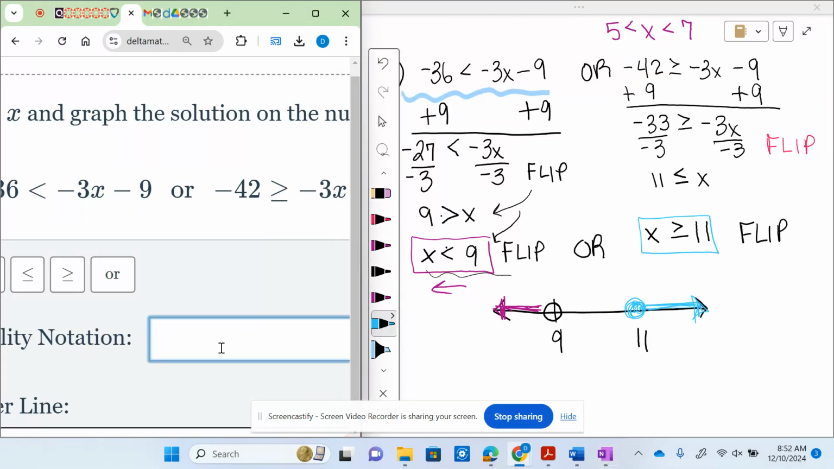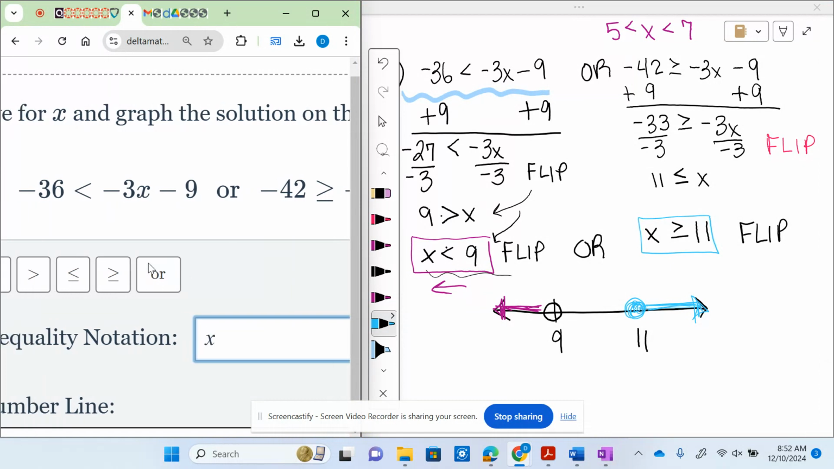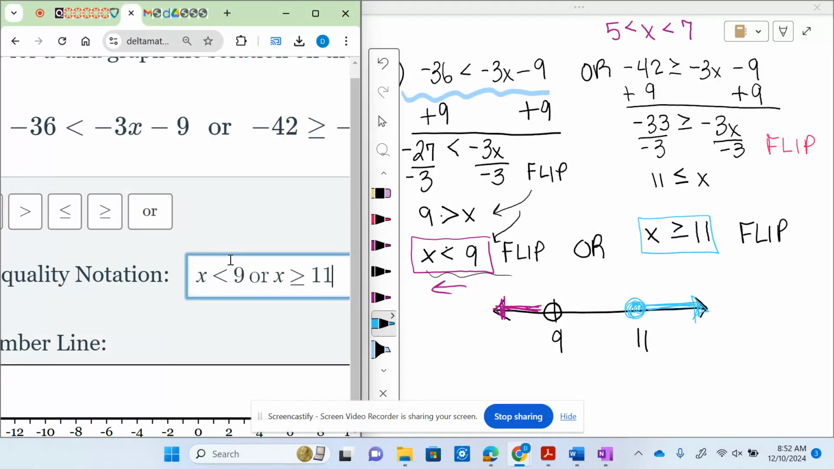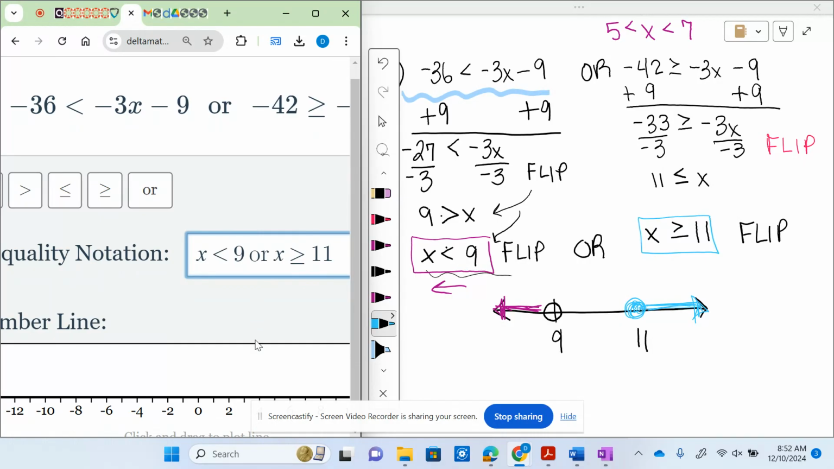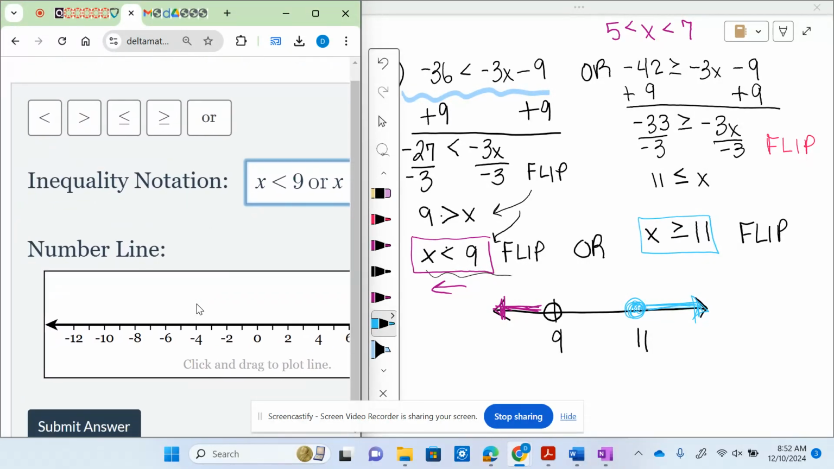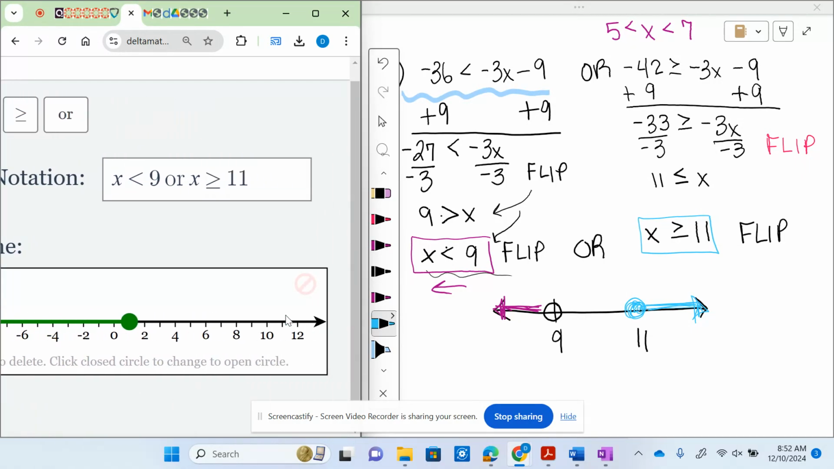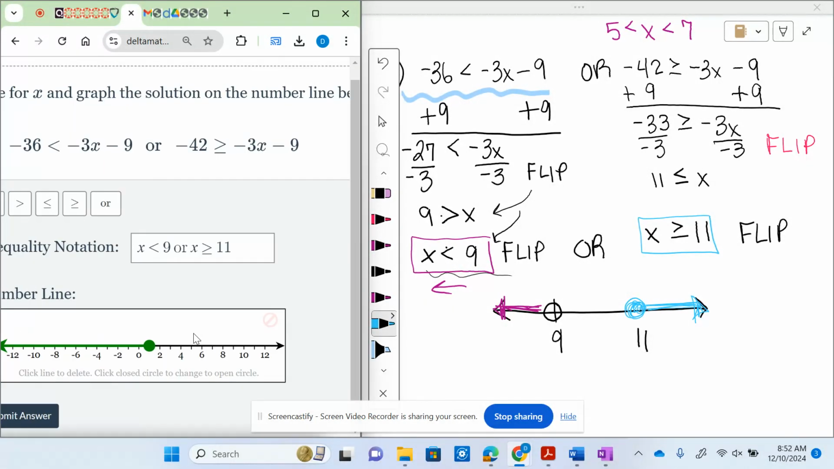So we need to write our inequality. X is less than 9 or x is greater than or equal to 11. It's the first thing you have to do. Put your inequality in there. X is less than 9 or x is greater than or equal to 11. So on my number line, I'm going to come from this side and take this all the way to the positive 9.